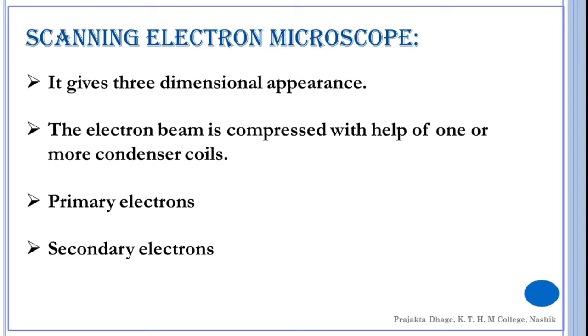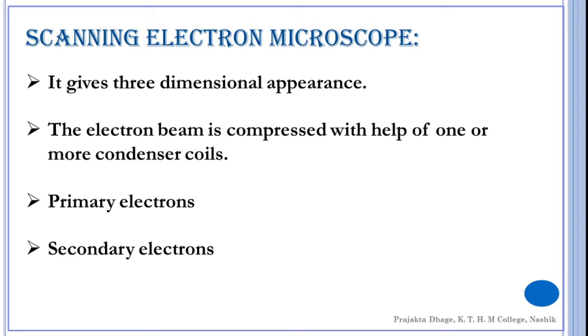The electron beam is compressed with the help of one or more condenser coils. And this results in the formation of an electron probe that is nothing but a narrow pencil of electrons. The electrons which fall on the material are called primary electrons, and the electron probe is focused on the surface of the specimen. The specimen is kept at an inclined angle.